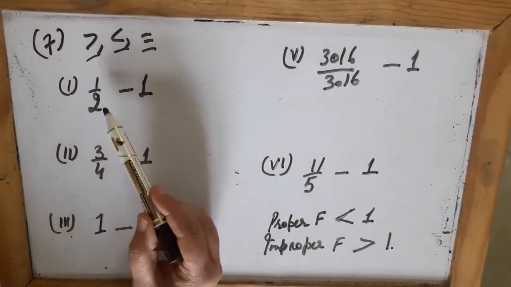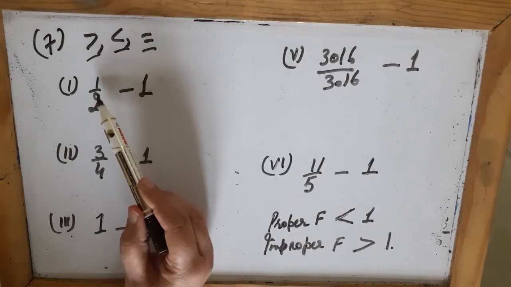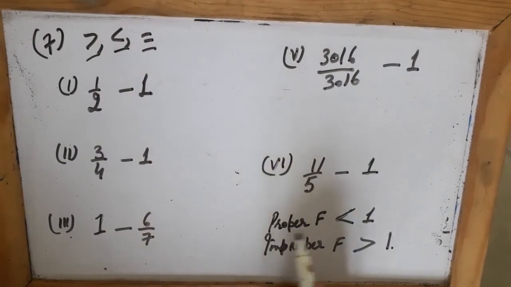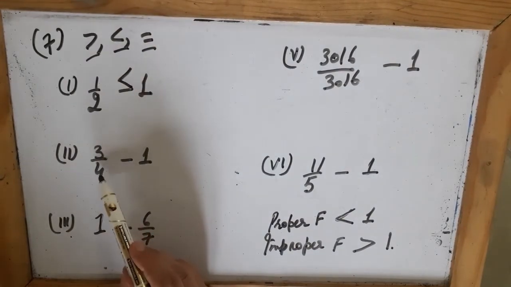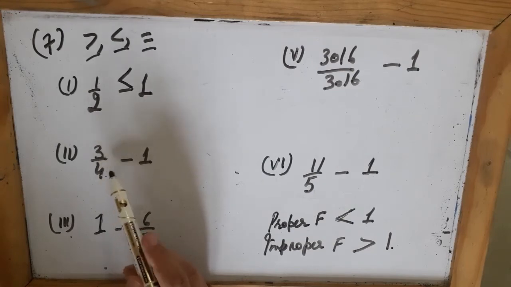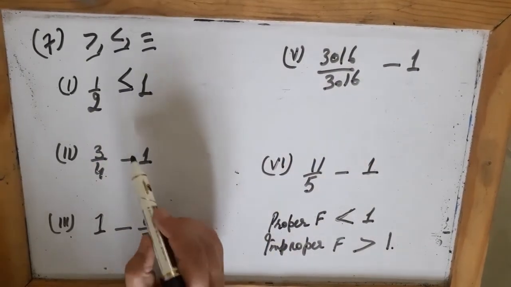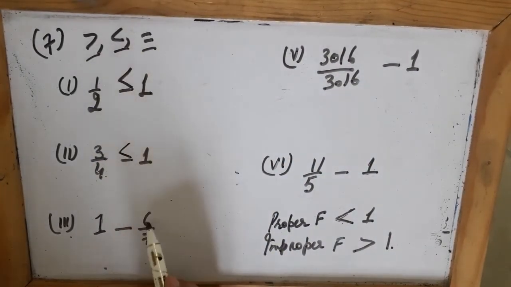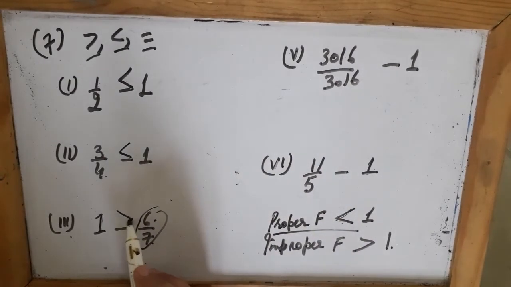Proper fractions are less than 1 and improper fractions are bigger than 1. Now look at this first one. It's proper or improper? It's proper because the numerator is less than the denominator, and proper fraction is less than 1. Now again the second one, the numerator is smaller than the denominator, so this is a proper fraction and proper fraction is less than 1. Now in this you have this fraction where the numerator is smaller than the denominator, so this is a proper fraction and proper fractions are less than 1.